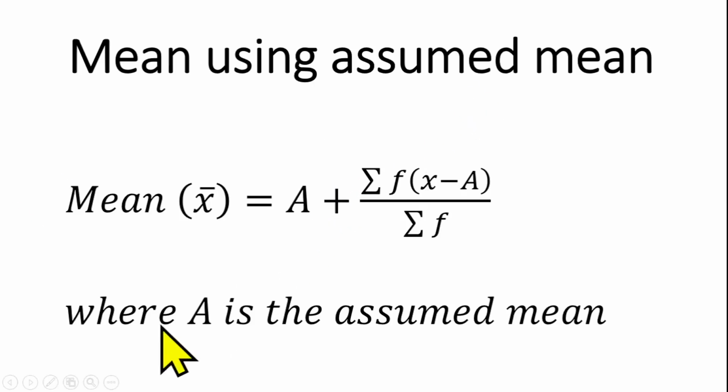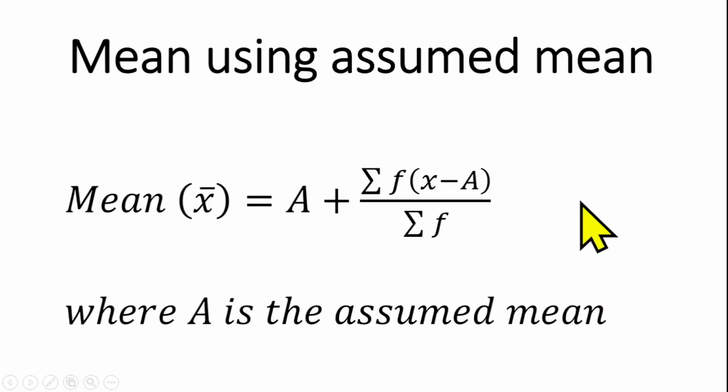So A here stands for the assumed mean. So if you want to find mean given an assumed mean, then you're going to use this formula. And this is basically relevant to group data, whether with class interval or without class interval.